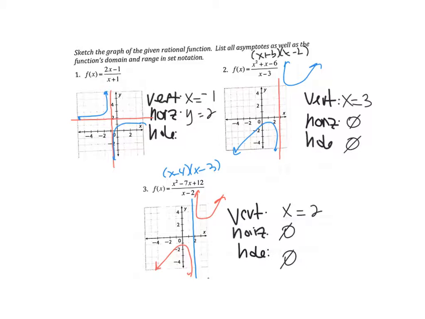Whatever makes the bottom 0 is your vertical. If the top exponent is bigger than the bottom, there's no horizontal. If the bottom is bigger, it's y equals 0, or the x-axis. And if they're the same, you do leading over leading.